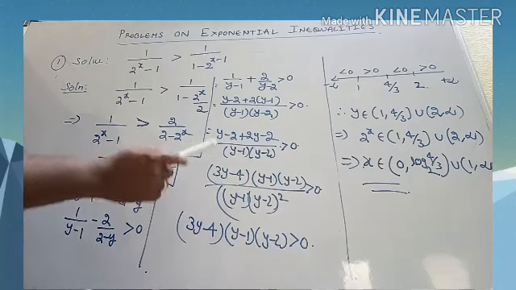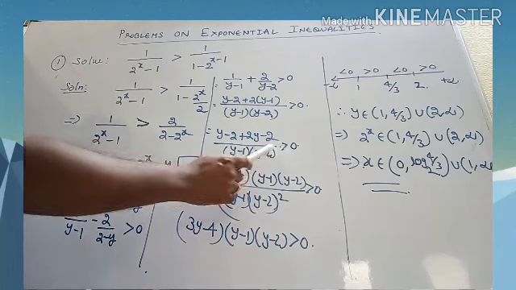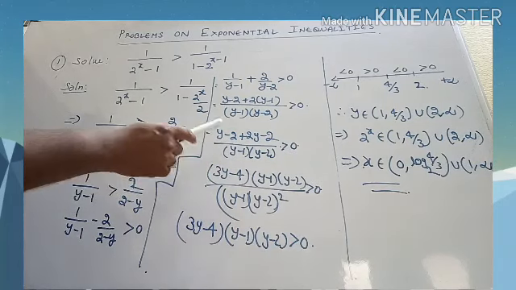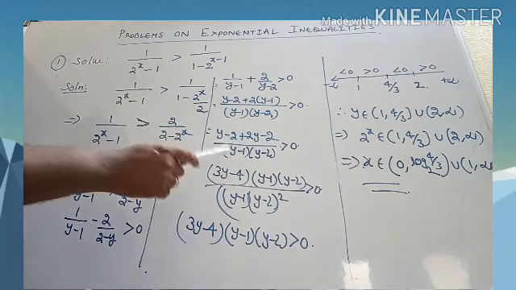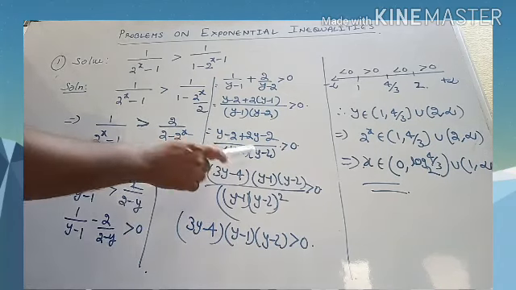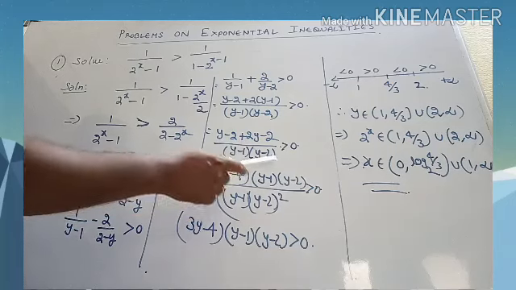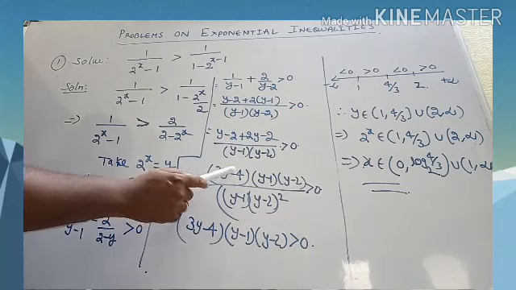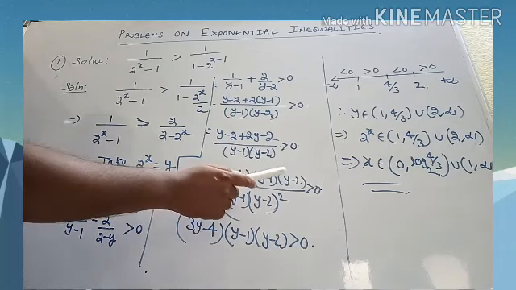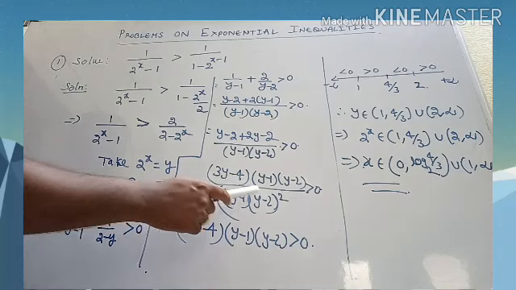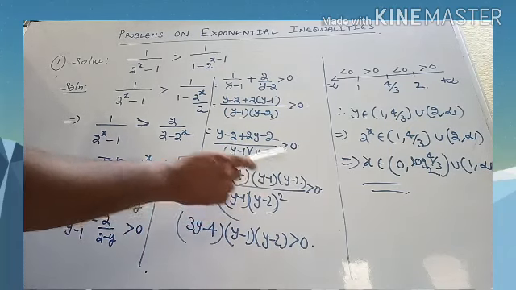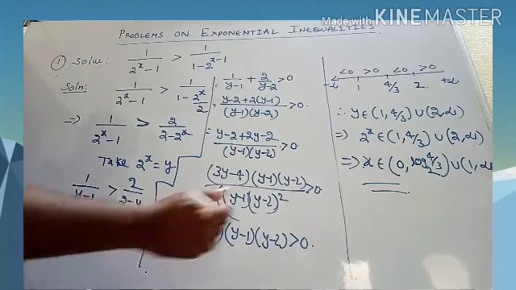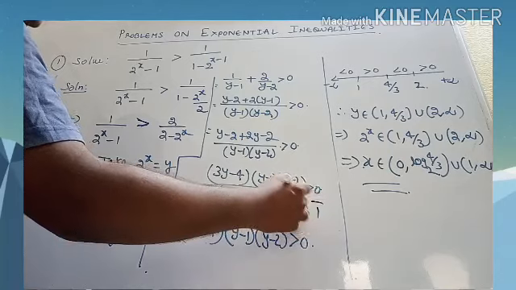We want to transfer the denominator to the right side, so we want to make the denominator positive, that is, a perfect square. To make it a perfect square, multiply and divide by y minus 1, y minus 2. Then in the numerator we have 3y minus 4, y minus 1, y minus 2, whole thing by y minus 1 into y minus 2 whole square, greater than 0. Now it is a perfect square, my dear students, and you can transfer it to the right side.